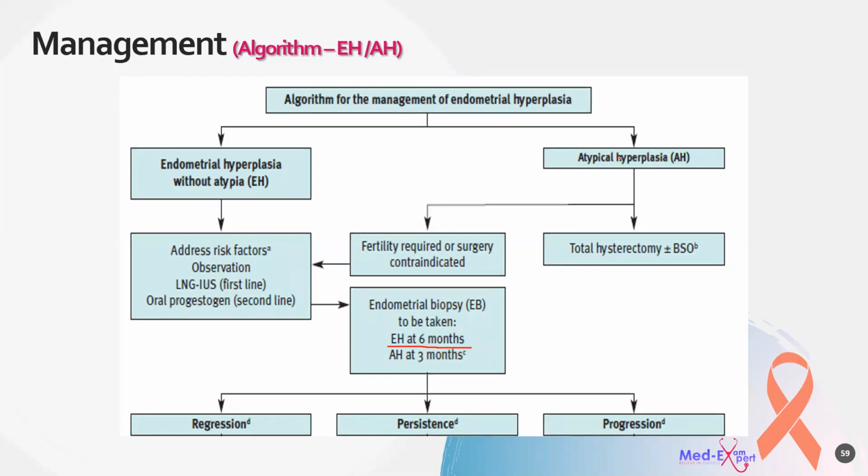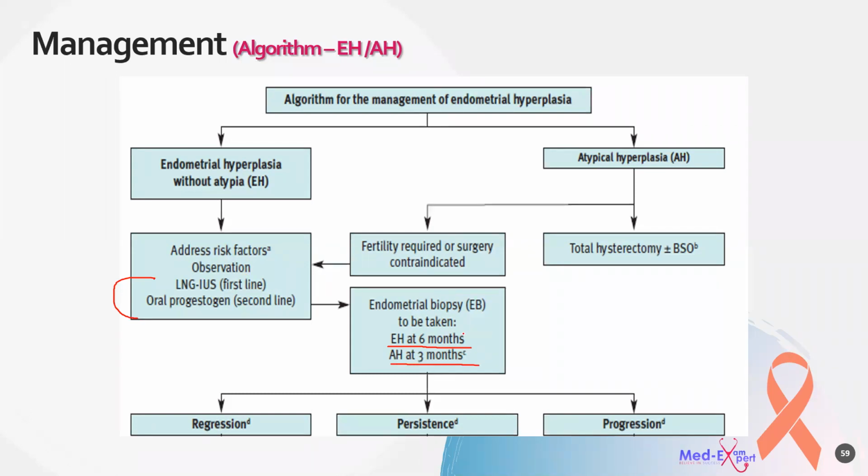For atypical hyperplasia, the patient should undergo total hysterectomy and bilateral salpingo-oophorectomy if she is postmenopausal. But if fertility is required or surgery is contraindicated, you are going to follow up with the same modalities. You are going to observe, give progestogen, and do endometrial biopsies, but at 3-month intervals.